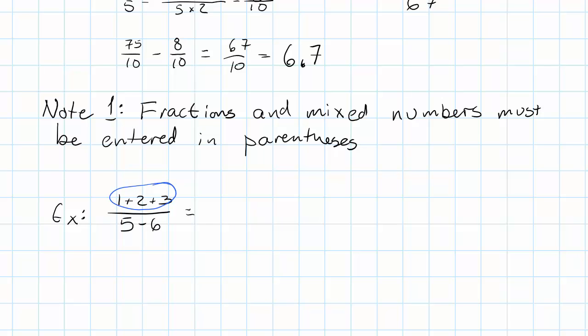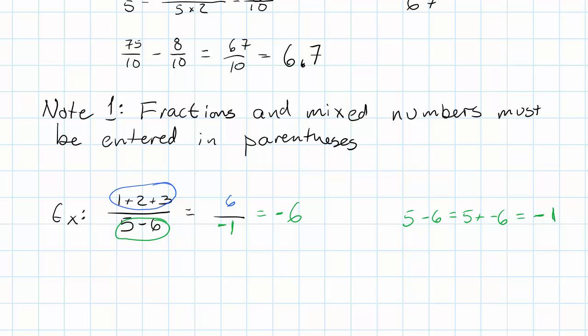Now 1 plus 2 plus 3, 1 plus 2 is 3 plus 3 is 6. In the denominator, 5 minus 6, that's 5 plus negative 6. 6 is bigger, so it's negative. Opposite sign, so subtract: negative 1. I have 6 over negative 1. That's going to be negative 6.